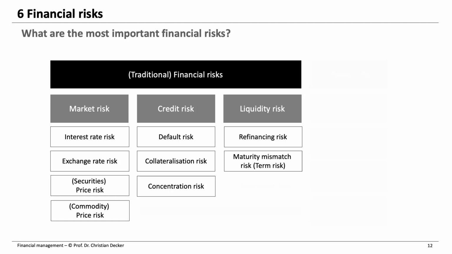The maturity mismatch risk or term risk addresses a situation in which incoming and outgoing payments are not sufficiently synchronized. In a given period, the sum of payments received is at least equal to the sum of payments made. However, there are liquidity gaps if disbursements have to be made before the incoming payments are received.